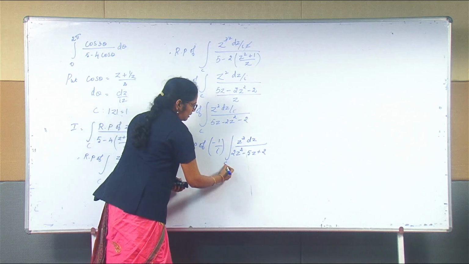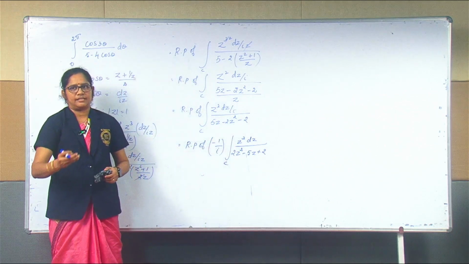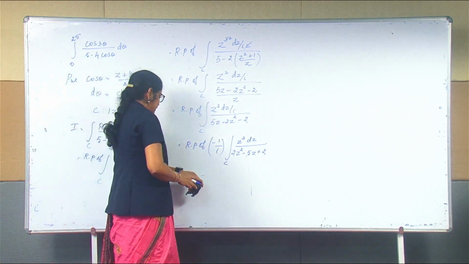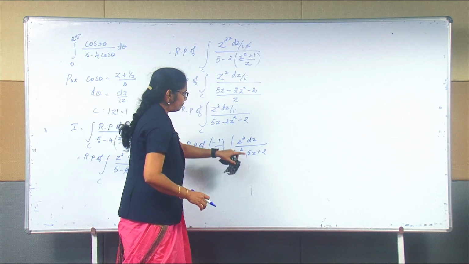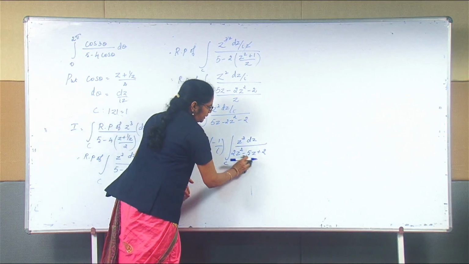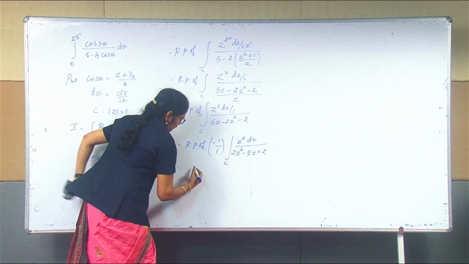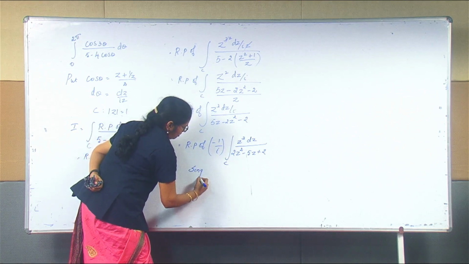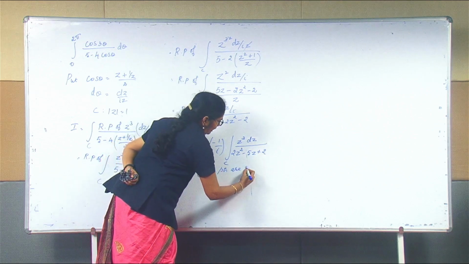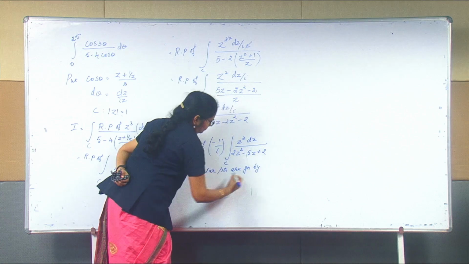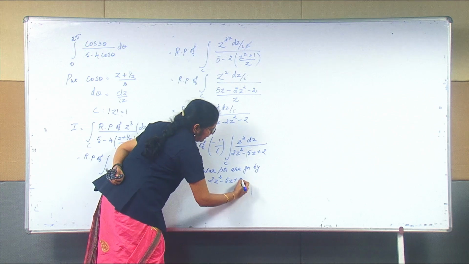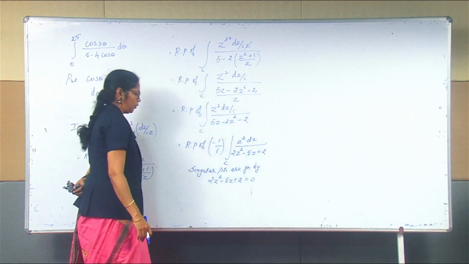Now we just leave this part. Consider this part. Now what is the next step? We need to find out the singular points. How can we find the singular points? By making the denominator equal to 0. So the singular points are given by 2z square minus 5z plus 2 equal to 0.